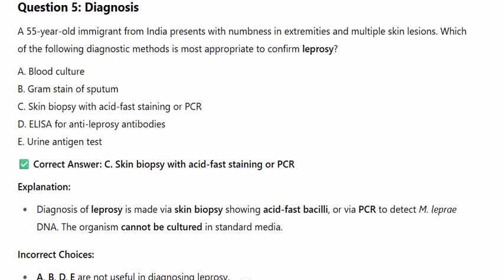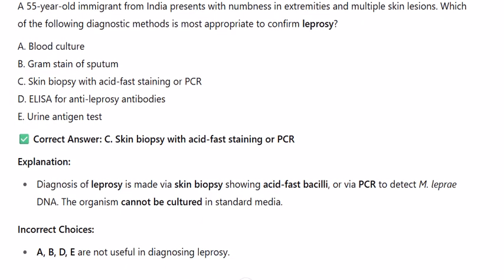Explanation: Diagnosis of leprosy is made via skin biopsy showing acid-fast bacilli or via PCR to detect M. leprae DNA. The organism cannot be cultured in standard media. Incorrect choices: A, B, D, E are not useful in diagnosing leprosy.